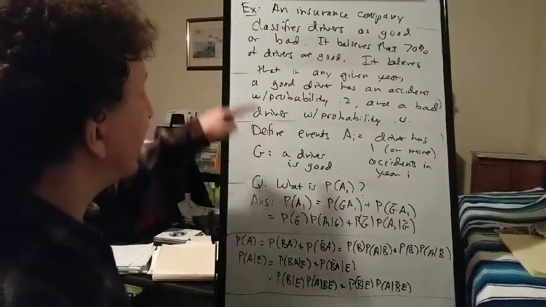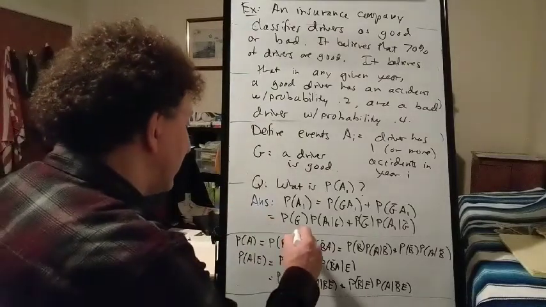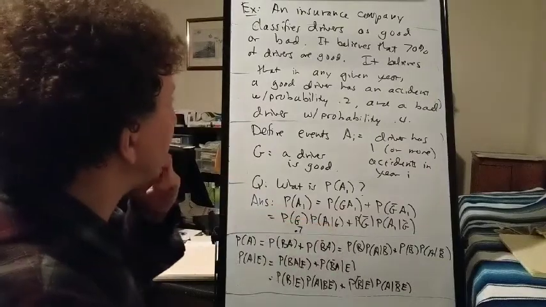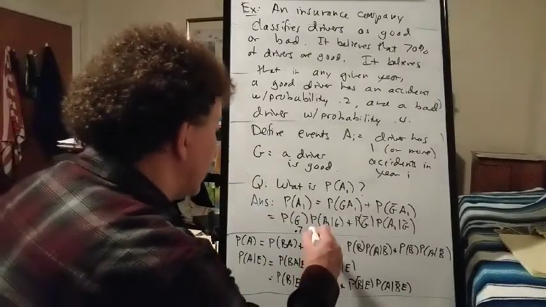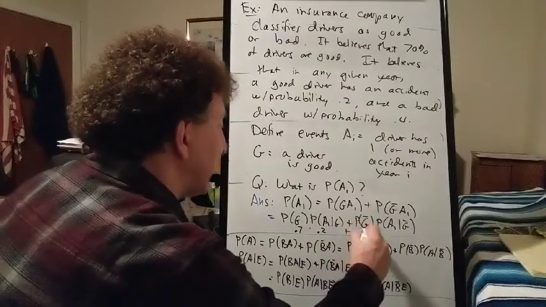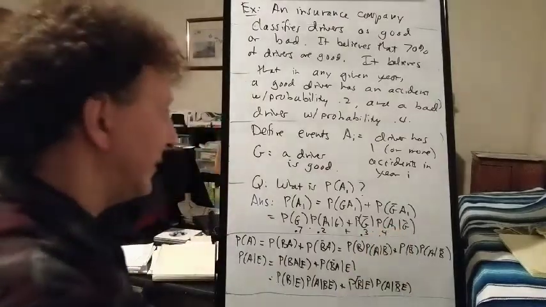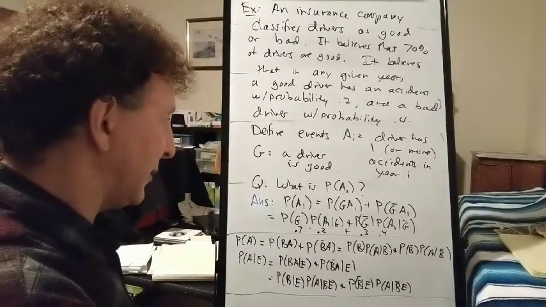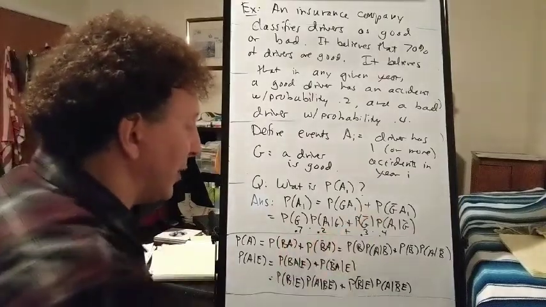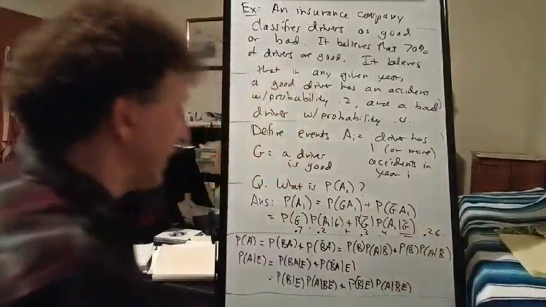So what fraction of people are good drivers? 0.7. Probability of having an accident being a good driver is 0.2. Probability of being a bad driver is 0.3, and then the probability of having an accident, given that somebody is a bad driver, is 0.4. So we got 0.14 plus 0.12 equals 0.26 is that probability.